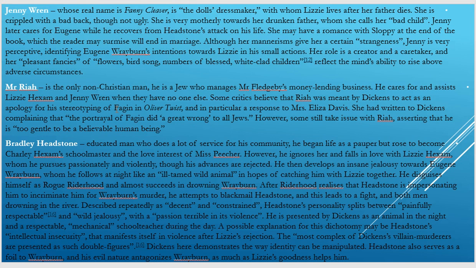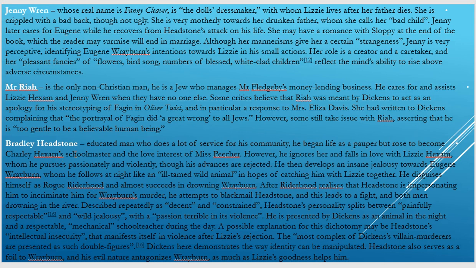So Fagin in Oliver Twist already had a home, and he asks all the orphans to be in his home just for his service. And Mr. Riah here has the same function, he accepted Lizzie Hexam and Jenny Wren in his home, also with little benefit, as also he is a Jew. However, some still take issue with Riah, asserting that he is too gentle to be a believable human being. So he is too gentle and he treated them very well.